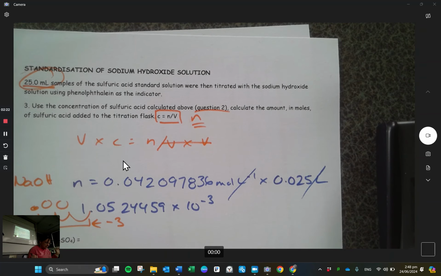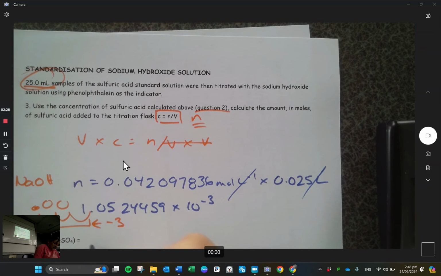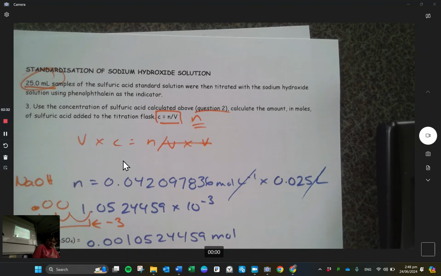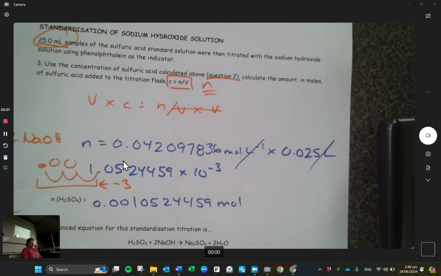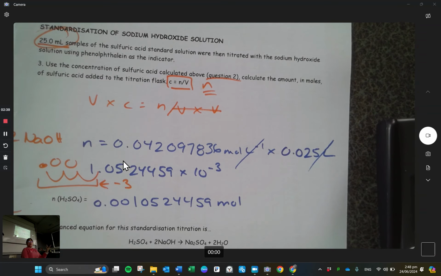In this case, there's nothing that states I have to round it, so I'm going to leave it unrounded. And I have 0.00105244459 moles. So if I took a 25 ml sample of that acid, that is how many moles of sulfuric acid that I'm working with in my equation. Are we good so far with that?